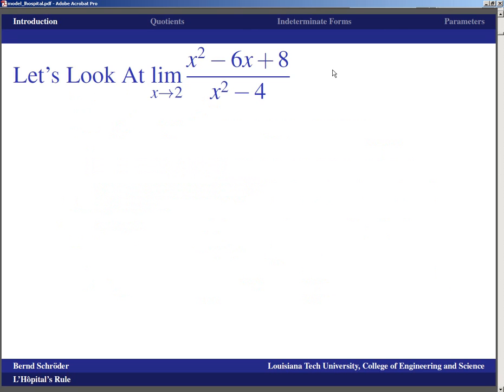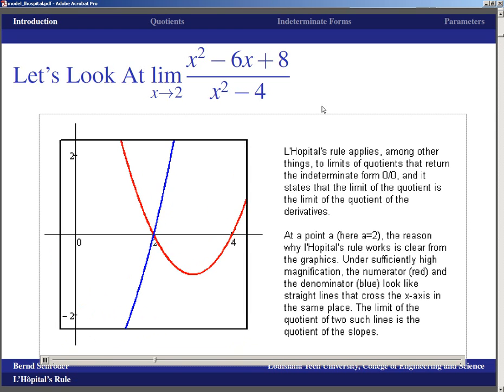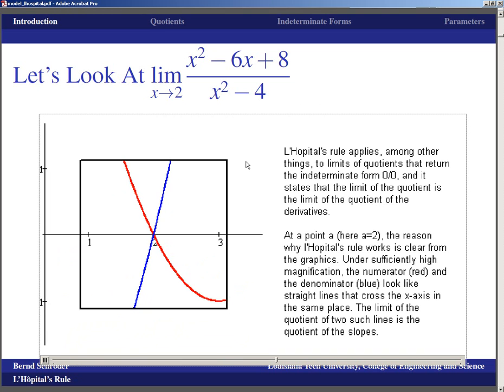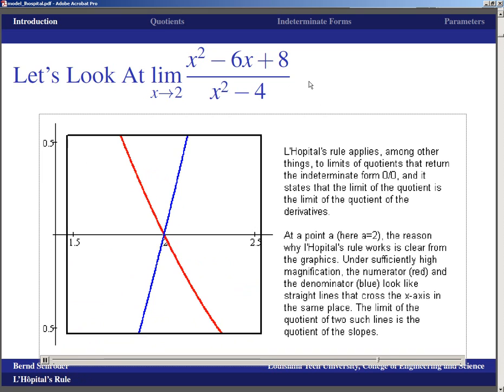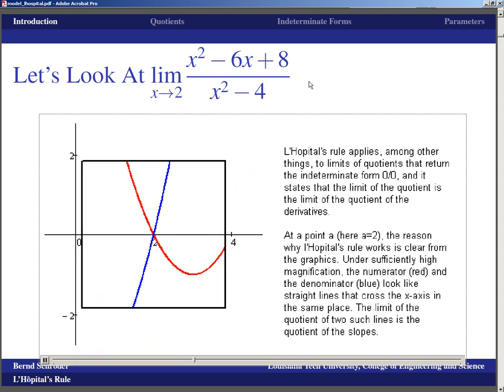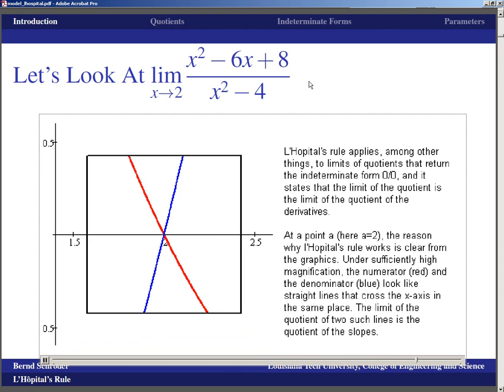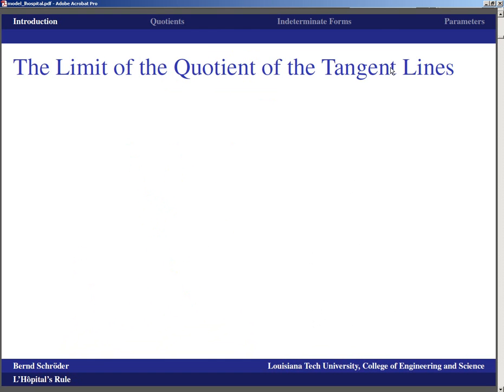Here's a quotient of two quadratics. And when we computed limits, you'd either do the x plus h and let h go to 0, or you look for a factorization for a cancellation. Let's magnify this. And what we see is those two quadratics. Of course, they go through 0 at 2, otherwise the limit is rather easy to compute. And what we see is that as we magnify these functions, because they're differentiable functions, under sufficiently high magnifications, these functions start looking like straight lines. Well, let's see if we can compute the limit of the quotient of the tangent lines.